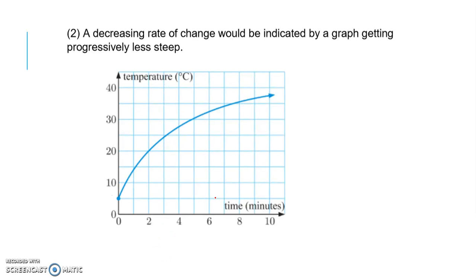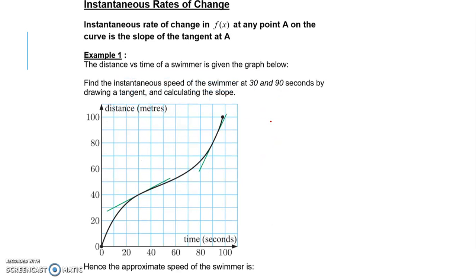Whereas something that's got a decreasing rate of change would get less and less steep. So it might be you've left something out in the sun, it's getting hotter and hotter, but eventually it's starting to smooth out and reach the temperature of outside. Now, often we want to be able to find what the rate of change is at a given instant, which is what we're going to look at next, an instantaneous rate of change.